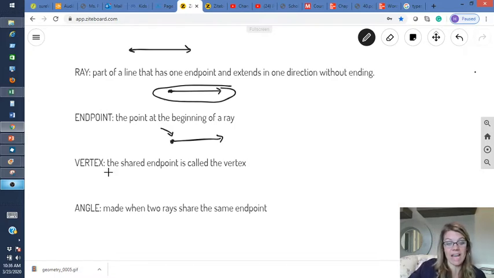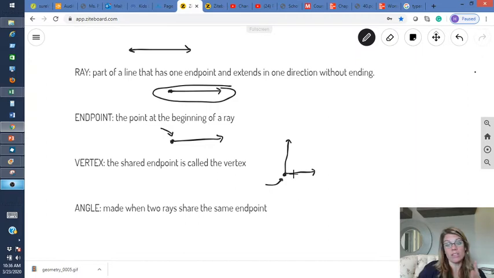Okay, the vertex. Now this is the shared endpoint of two rays. So if I have a ray that goes like this, and it goes up, that's not a very straight line. It should be a straight line. And then it also goes out. This point right here, boom. This dot, that's the endpoint of this ray, and the endpoint of this ray is the vertex.